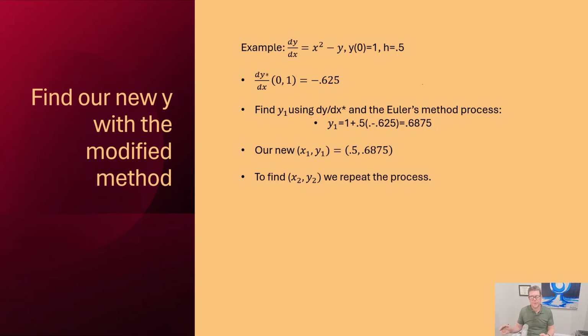What we're going to do with that is find our y1, our next step in the iteration. We have that new average slope. Then we just find y1 by taking y0 plus the step size times the average, and that gives me my new value of 0.6875. So our new actual (x1, y1), the one that we're going to use in the iteration of the process, is (0.5, 0.6875). To find (x2, y2), we'll just repeat the process.